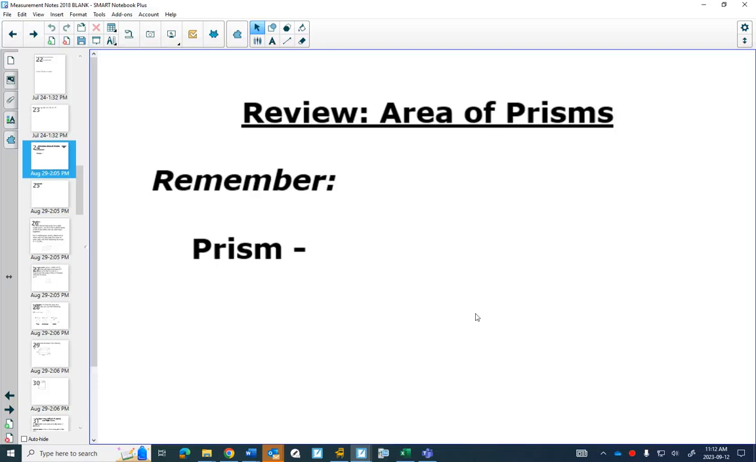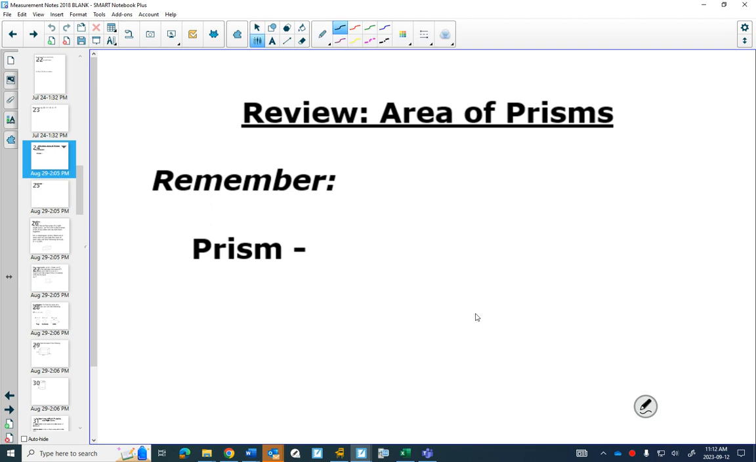The next section of our unit is all about volumes and surface areas. On your formula sheet, there's a whole bunch of formulas that you get to use, and we also get to look at certain shapes. The first shape that we're going to look at is a prism.